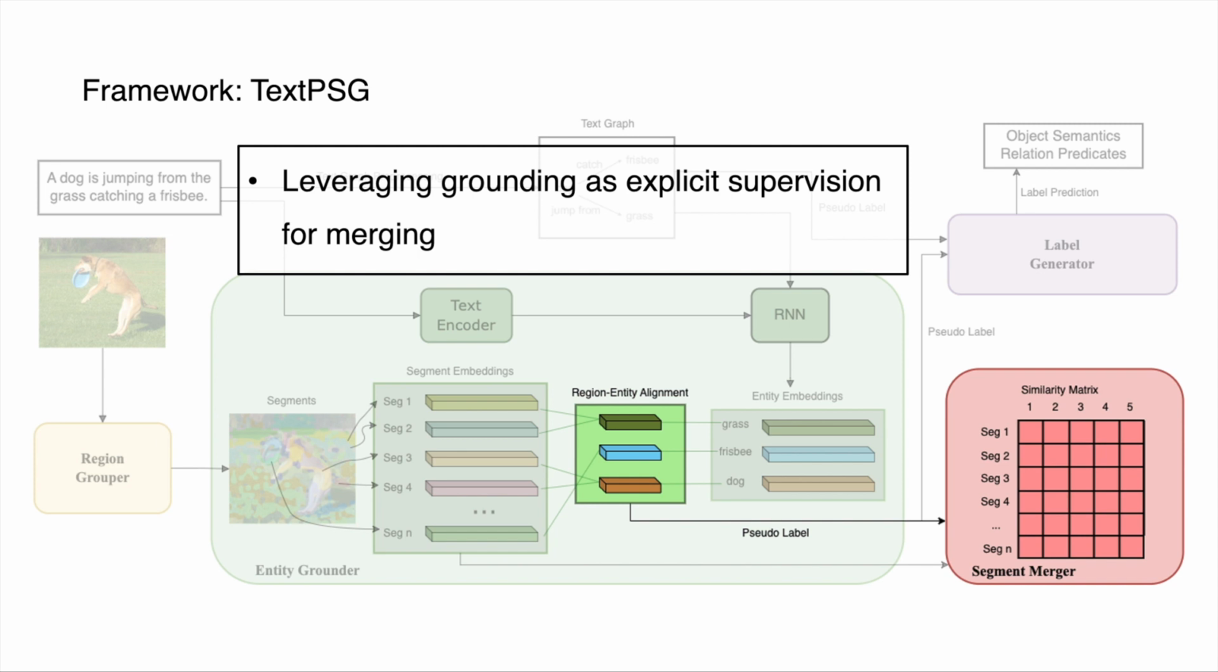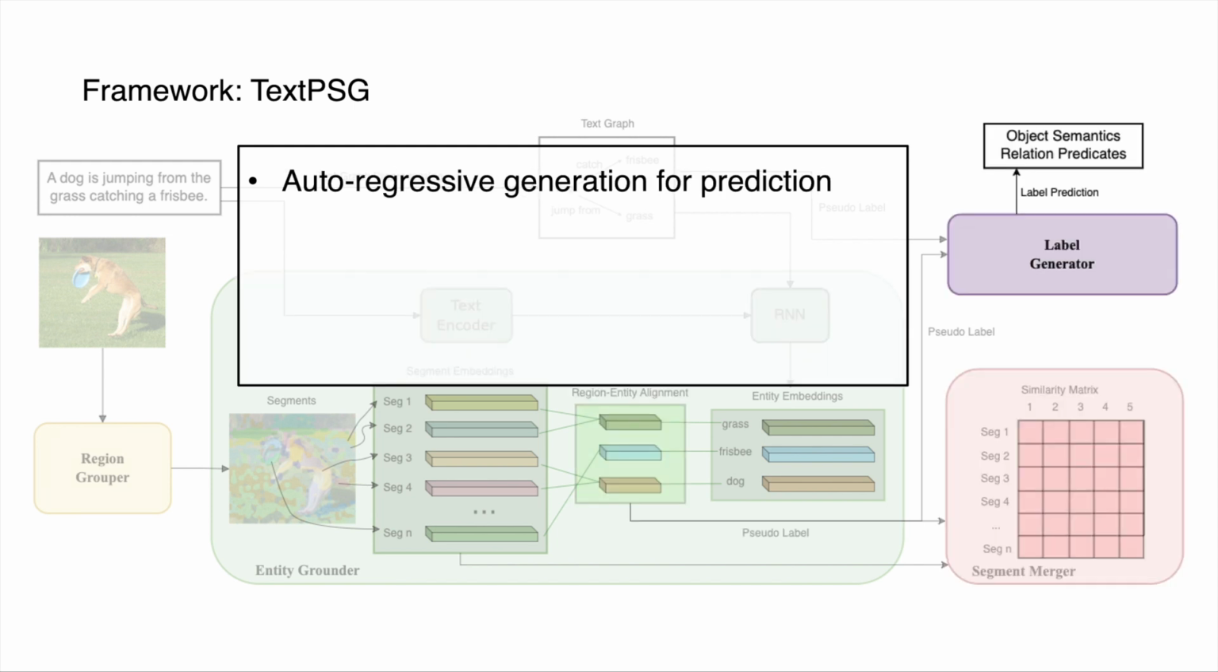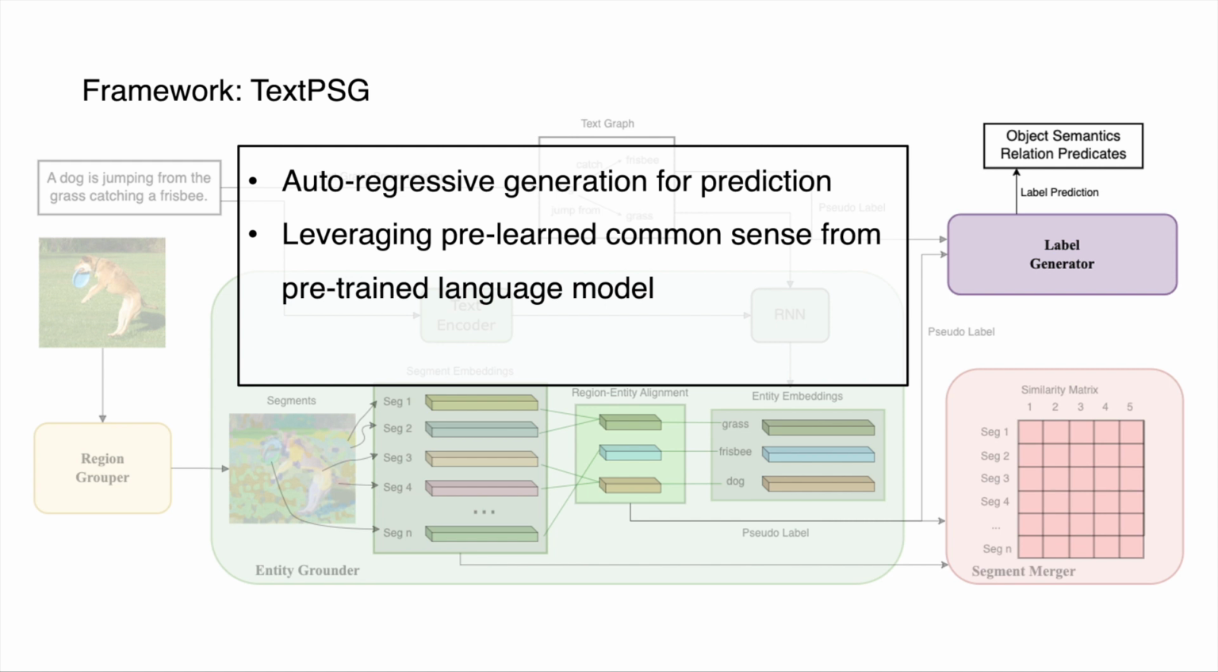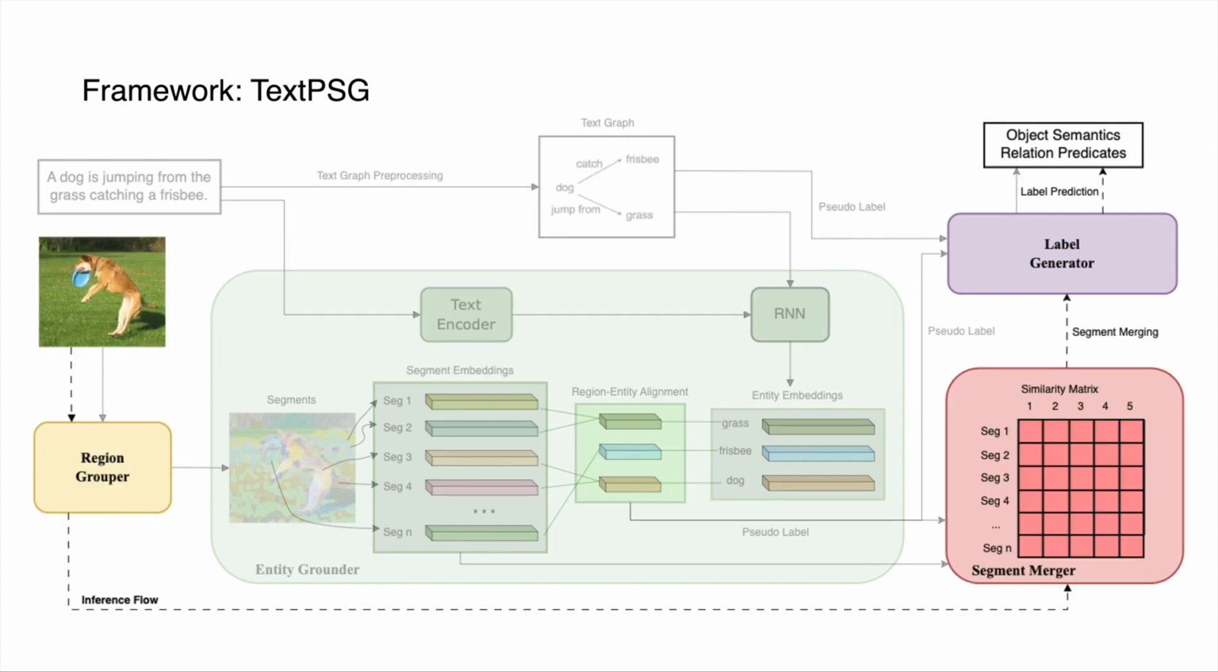Specifically, in the segment merger, we propose to leverage the grounding as explicit supervision for merging to improve the ability of location. In the label generator, we propose to reformulate the label prediction as an autoregressive generation problem, and employ a pre-trained language model as the decoder to leverage the pre-learned common sense. We further design a novel prompt embedding-based technique to better incorporate the common sense. During inference, for each input image, the image segments output from the region grouper are directly passed to the segment merger to be further merged, and then fed to the label generator to predict the labels.